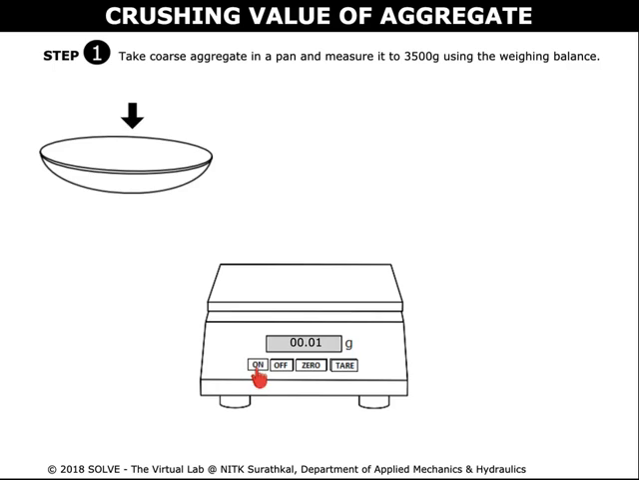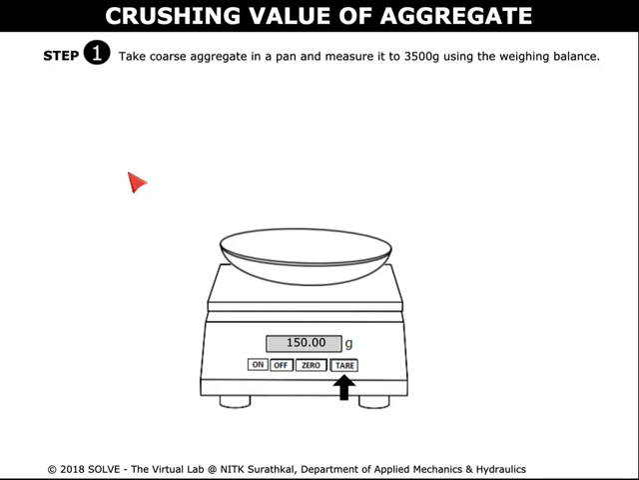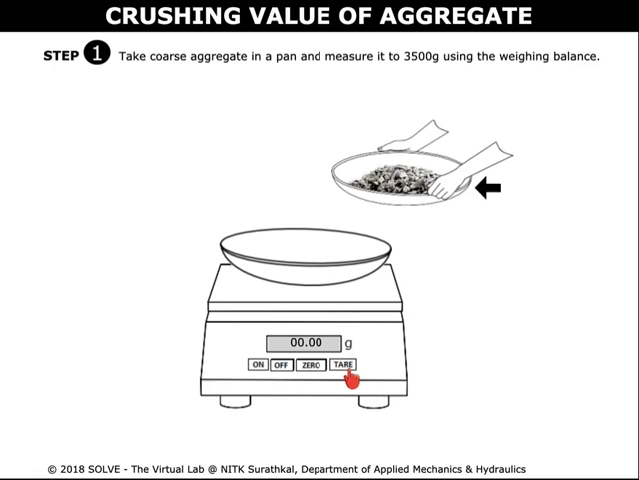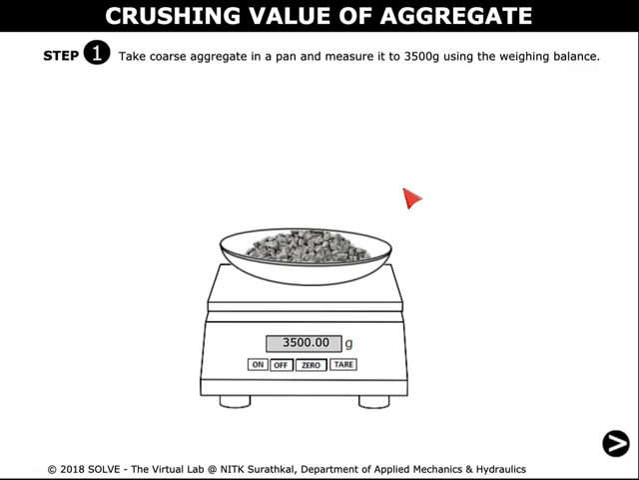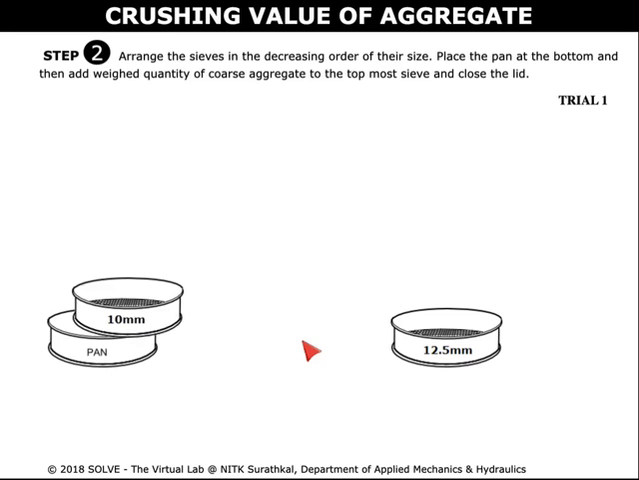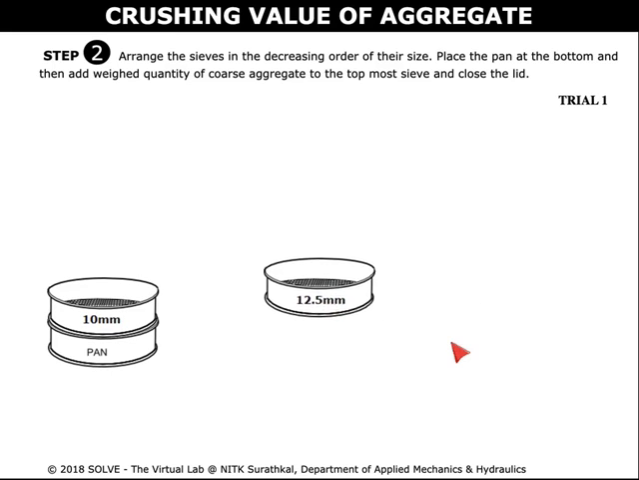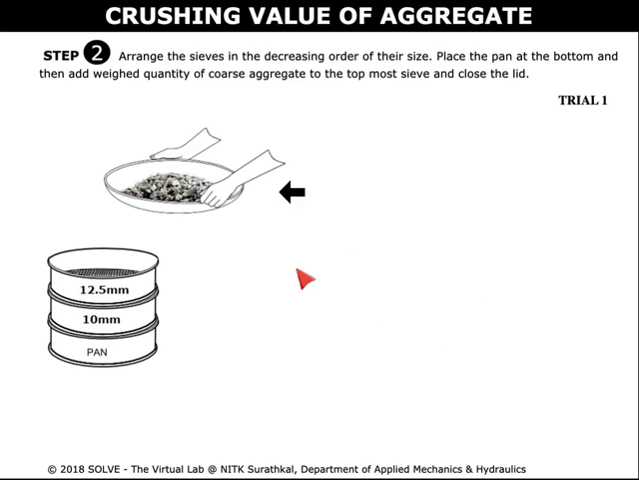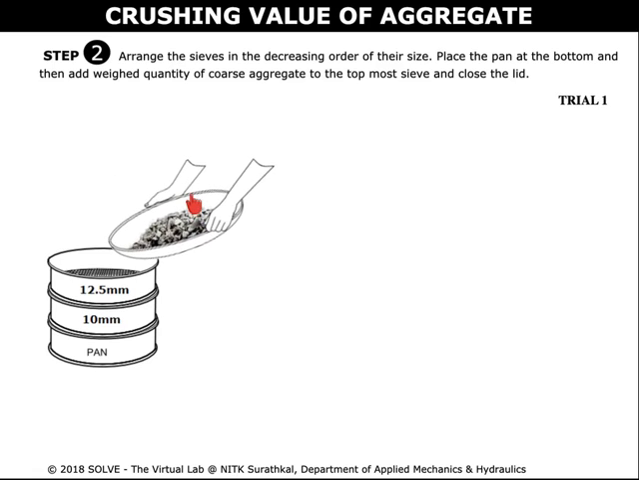Switch on the weighing machine and place the pan in the machine. Click on the tare to clear the weight and calculate the net weight of coarse aggregates. Measure it to 3500 gram. Now place 10 mm sieve over the pan and next 12.5 mm sieves are arranged in the decreasing order of their size. Place the pan at the bottom, then add the weighed quantity of coarse aggregate to the topmost sieve and close the lid.